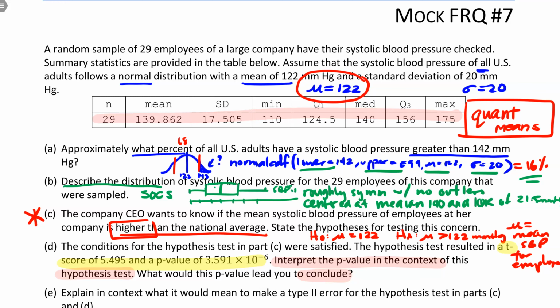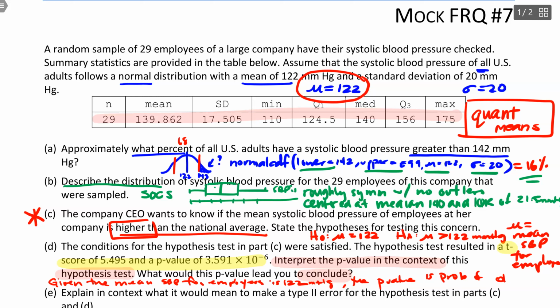First is that interpretation of our p-value in context. Given the mean systolic blood pressure for employees is, and we could either say 122 or the same as the national average. The p-value is the probability of observing a sample as or more extreme than the one we did.